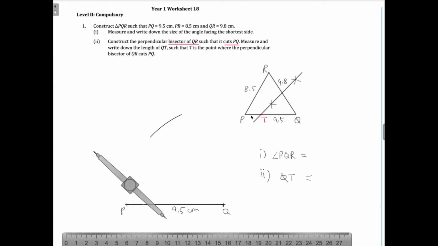Similarly, to construct the side 8.5, again we bring the compass to the ruler and take a measurement of 8.5 cm. Once again, we bring it now to the point P and mark an arc of 8.5 cm. Where the two arcs meet will be the point R.